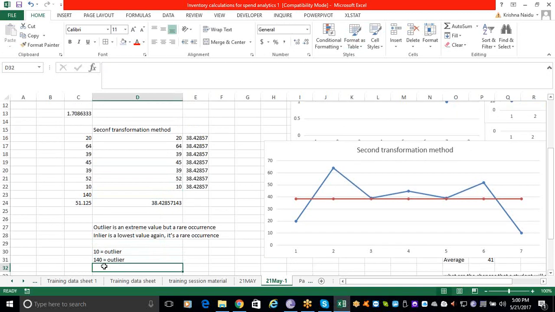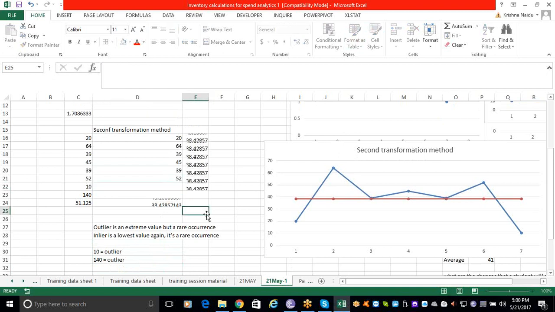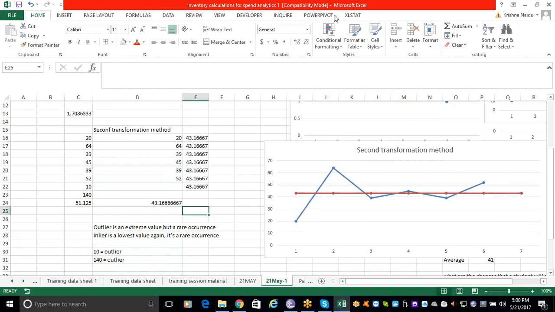Okay, 10 is the inlier and 140 is the outlier. If I remove 10 also, so now look at the graph. Now look at the graph. 1, 2, 3, 4. Almost we are close. Almost we are close now.